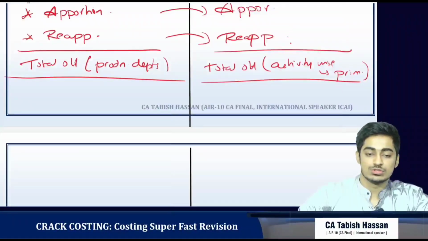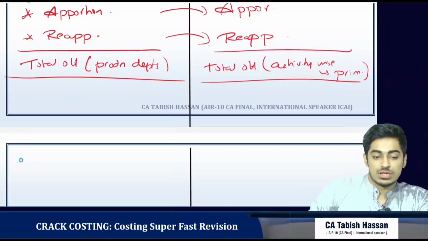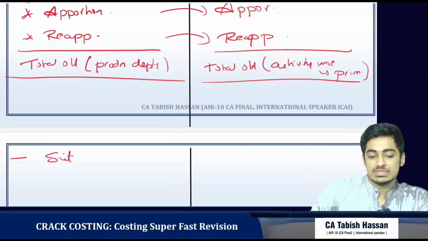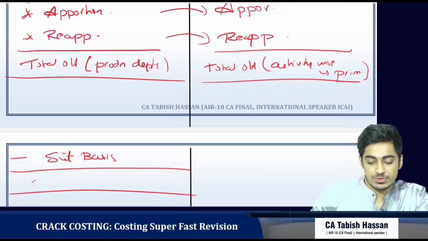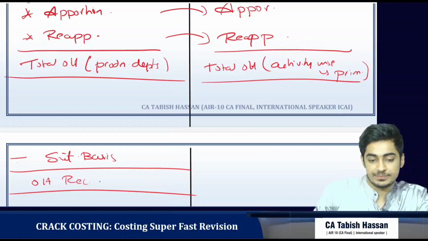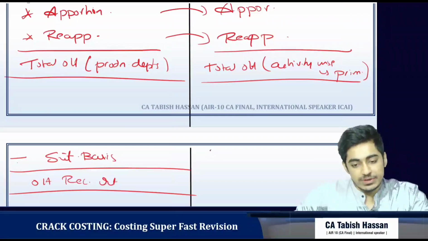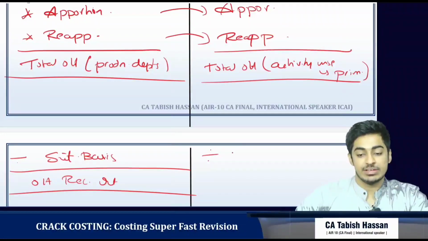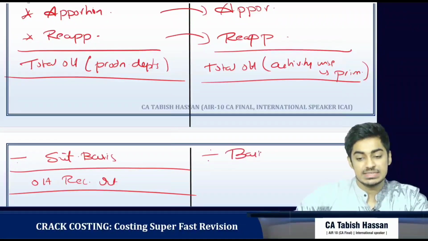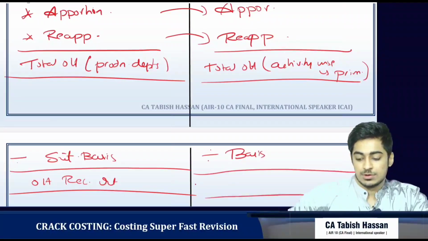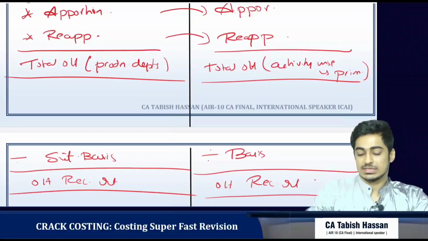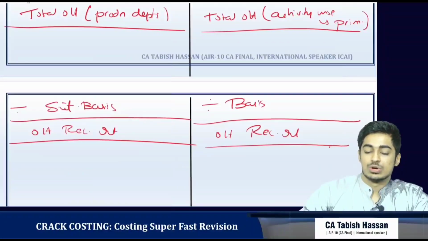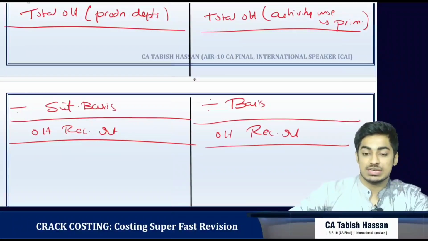Then what we used to do, we used to compare it with a suitable basis. So when we would compare the overhead with the suitable basis, we would get the overhead recovery rate. Same thing we are doing. We've got the overhead activity wise, we compare it with the basis, we get the overhead recovery rate. Simple. Only thing is the names we use here have changed.